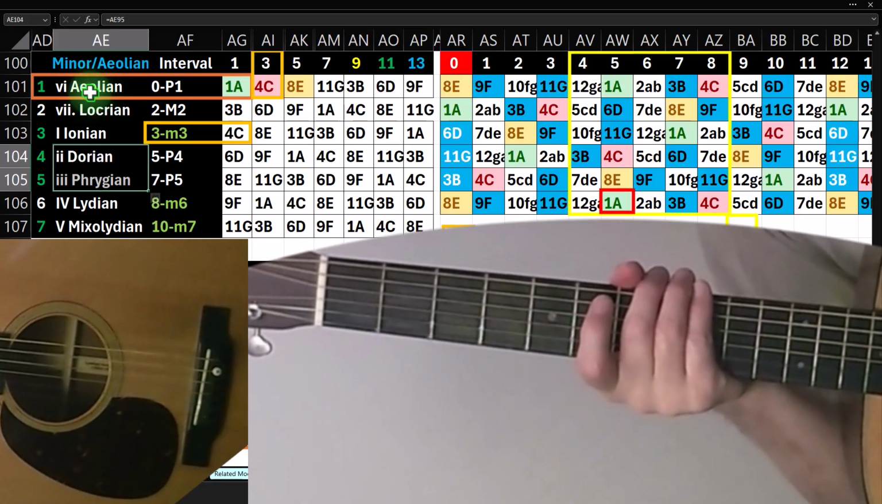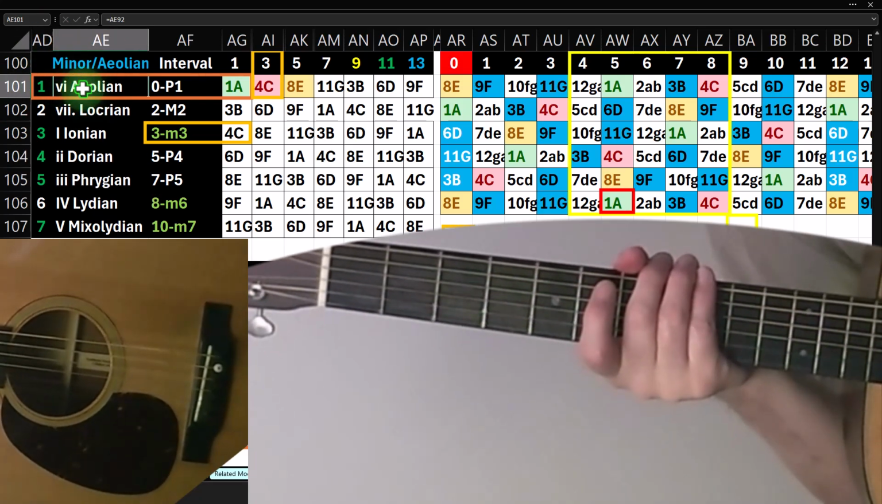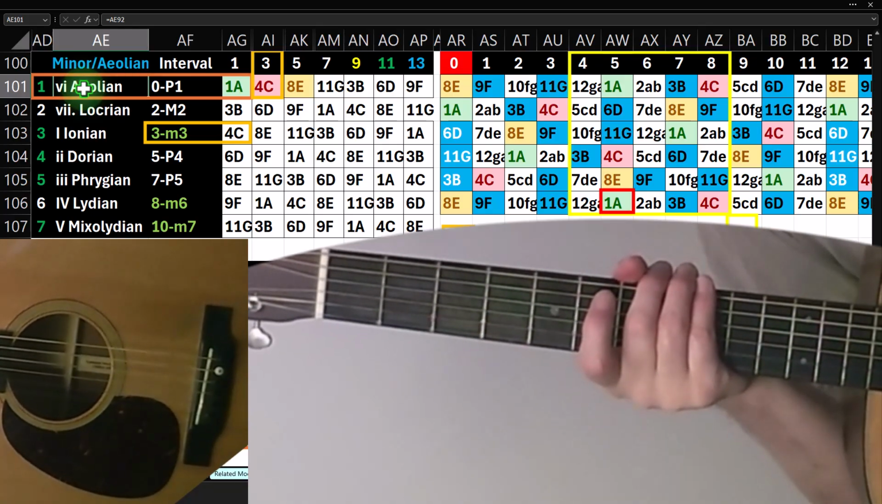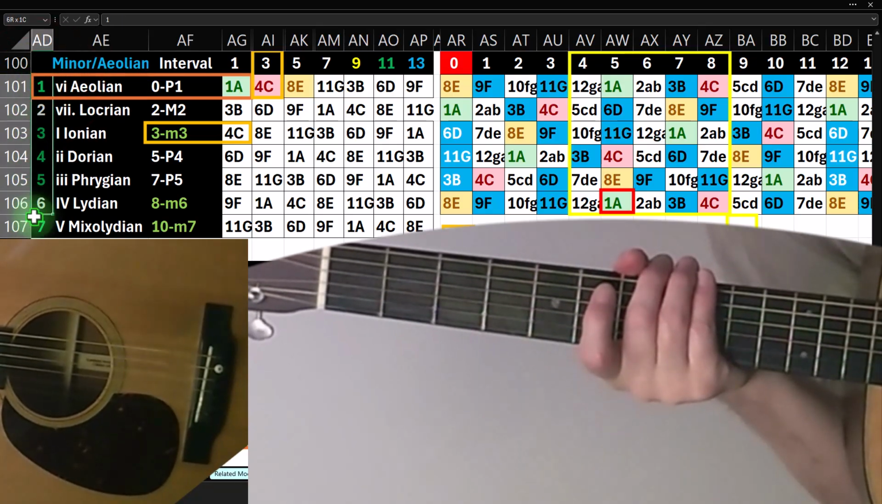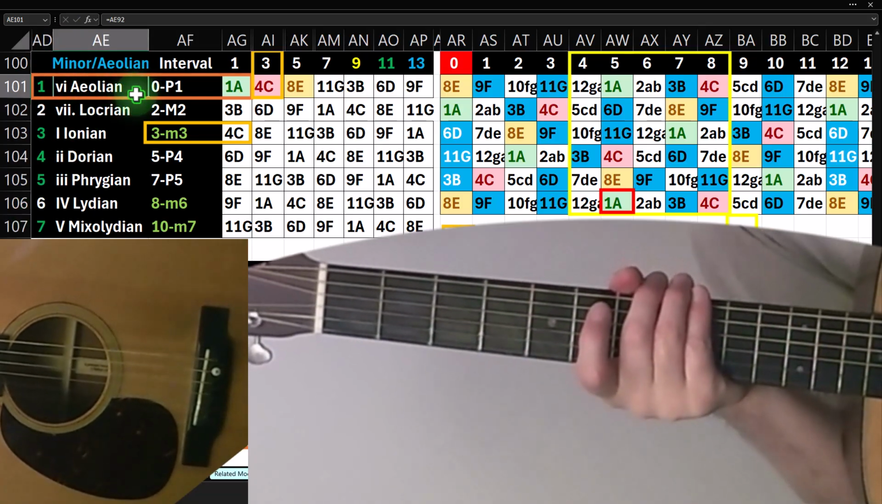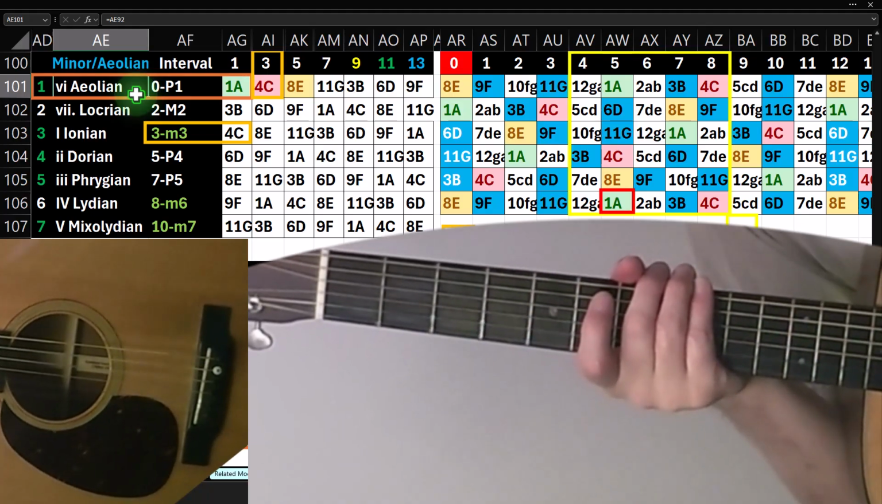So what I'm trying to do here is name the modes so I can see the relative positions as they compare to the major, right? If I have the relative positions 1 through 7 of the minor, we start on Aeolian, which I'm going to call absolute mode number 6.